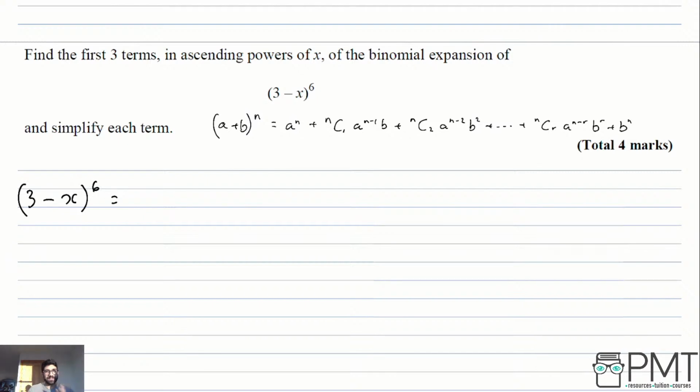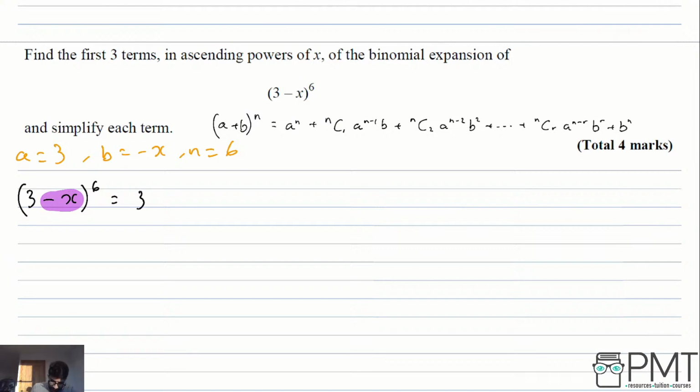So we always start with the first term, and I'll write that a is equal to 3, b is equal to minus x, n is equal to 6. So let's plug this in. Just one thing to be careful here is realizing that b is minus x. It's not just x, it's minus x. So be careful with that. Otherwise, let's get on. Let me know what your terms are if you get to the answer.